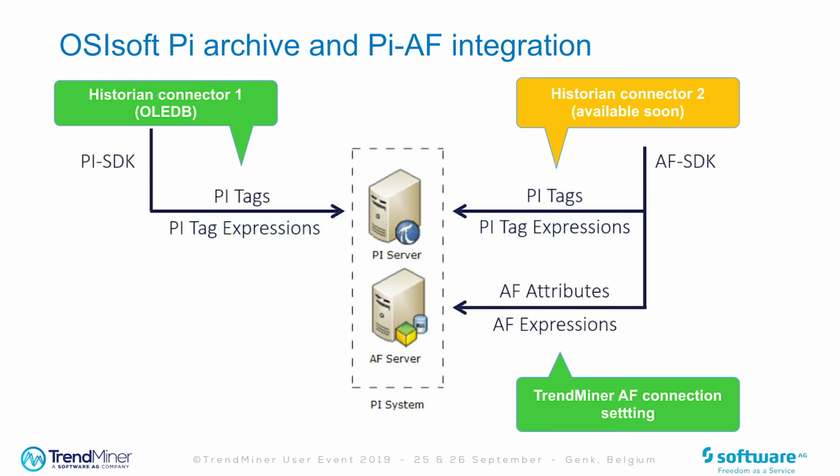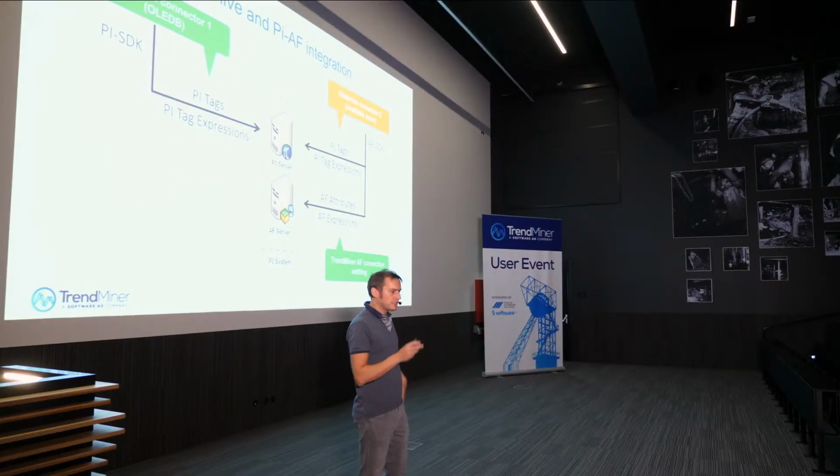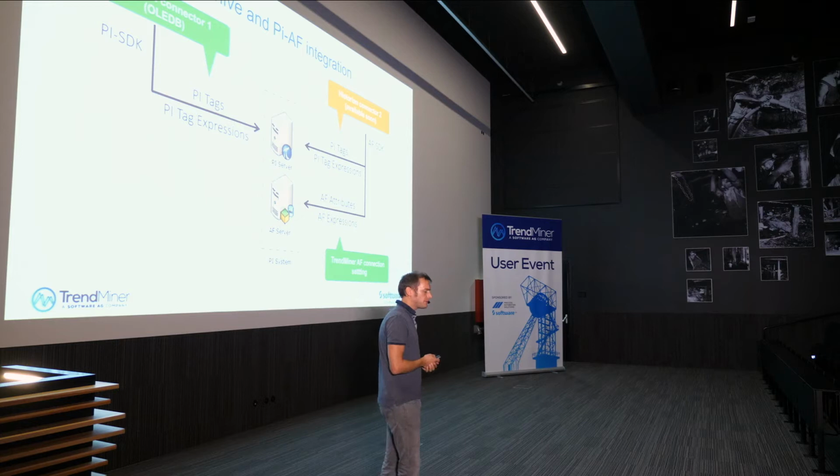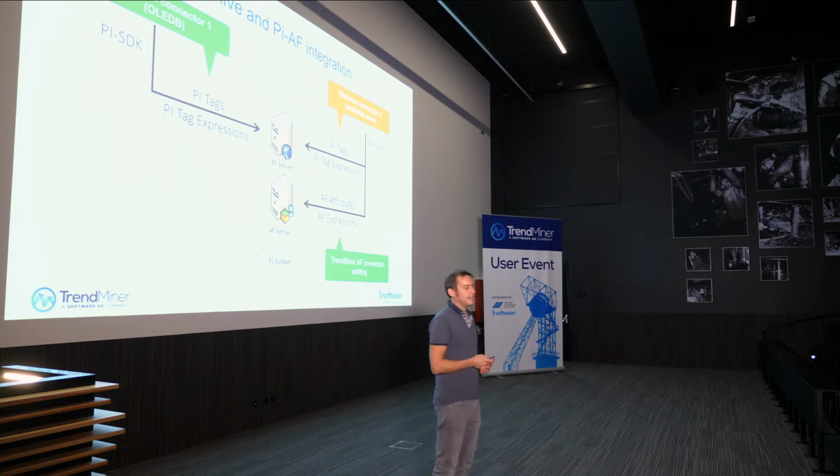Now, we are also shortly going to launch a new connector for the more tag type of connectivity, which is also going to use the AF SDK. So there are some advantages there in terms of performance, amongst other things. So that's a schematic of where we are with respect to the PI archive and the asset framework.